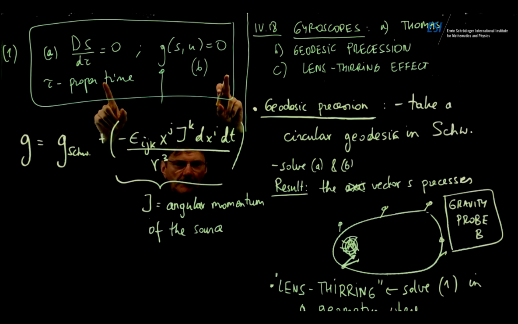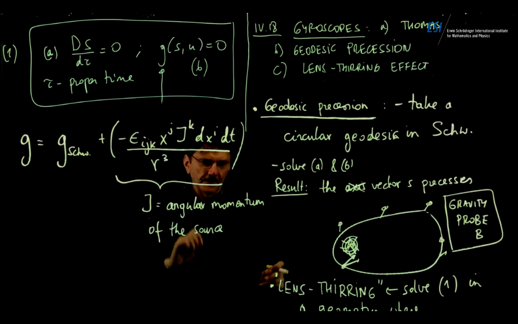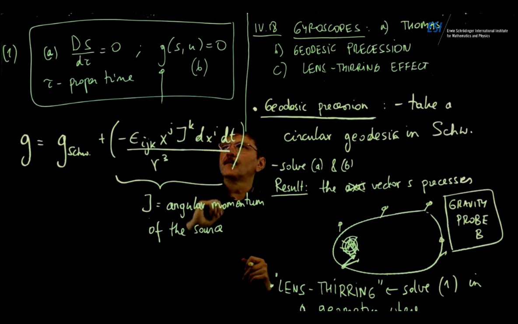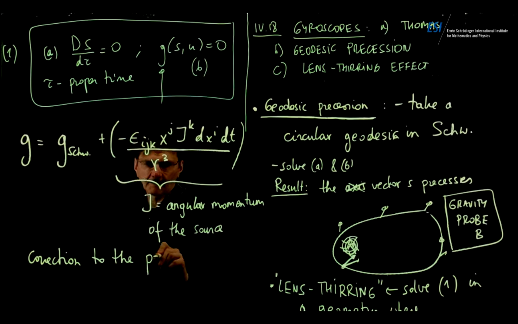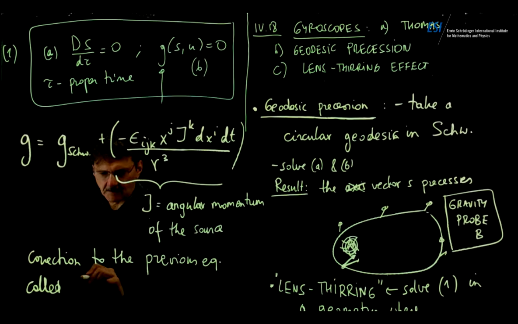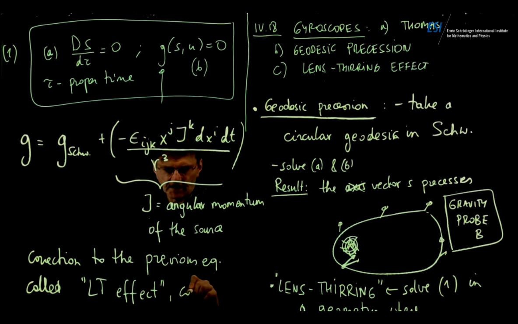So we still take the same equation. This geodesic precession, we take geodesics in Schwarzschild, we're going to get the first effect. Now we take geodesics, but now in this field which has this extra rotation, you solve the equation, you get a contribution, a correction to the previous equation. It is called the Lense-Thirring effect, right? So LT effect. And again, confirmed in this experiment, confirmed by Gravity Probe B.